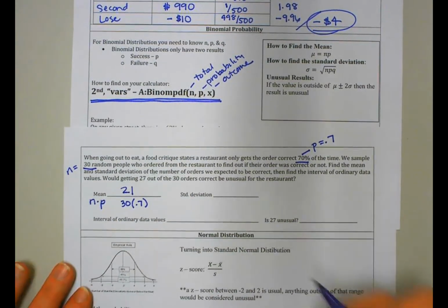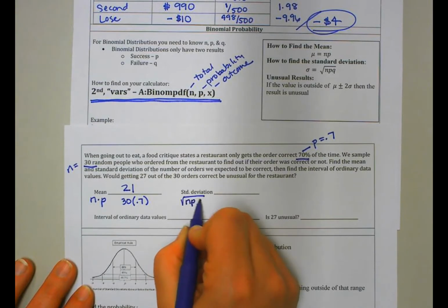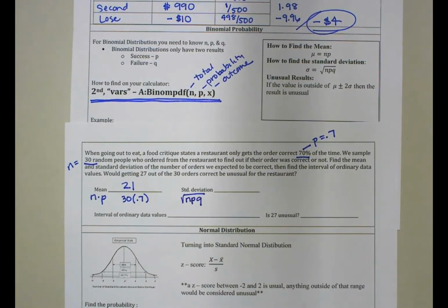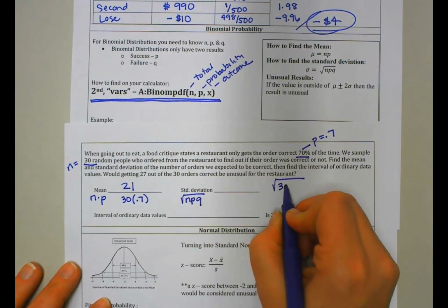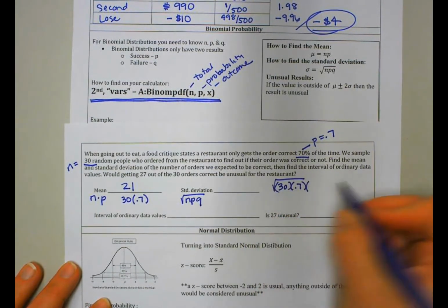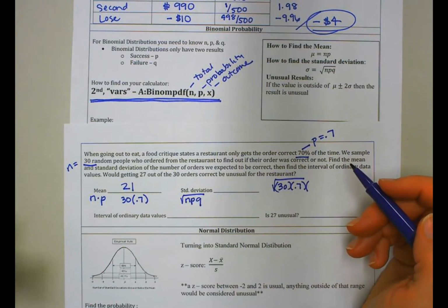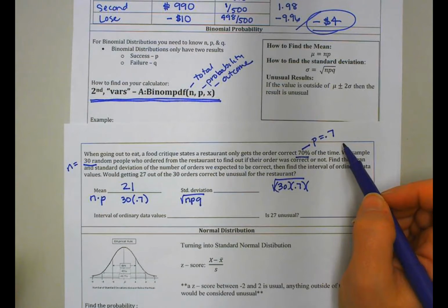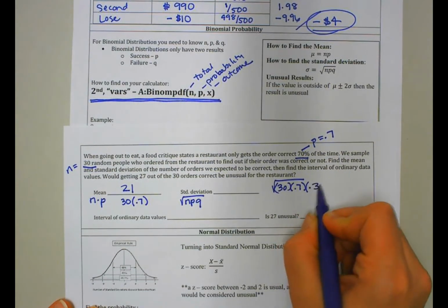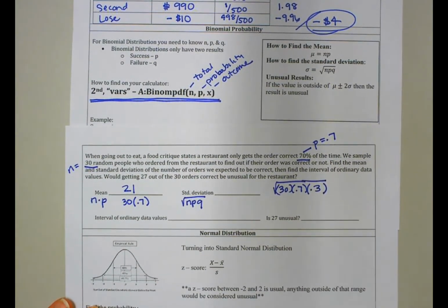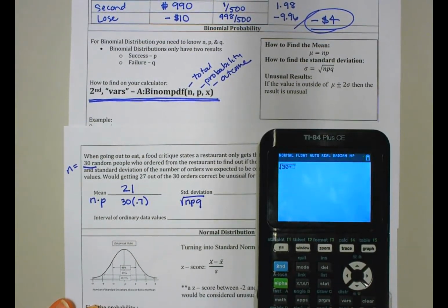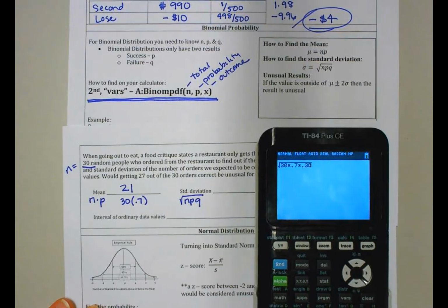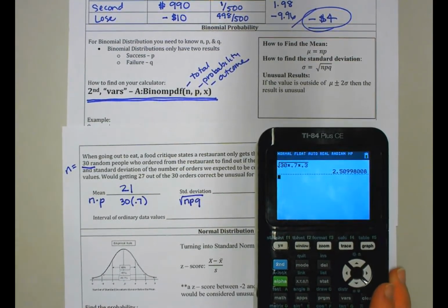And then to find the standard deviation, we do n times p times q and take the square root of that. So your n and your p value are the same. So my n is 30, my p is 0.7. And then remember, q is just the opposite of p, or the failure of p. So if there's a 70% chance that they get it right, that means there's a 30% chance that they get it wrong. So then if I multiply the square root of 30 times 0.7 times 0.3, I get a standard deviation of 2.51.